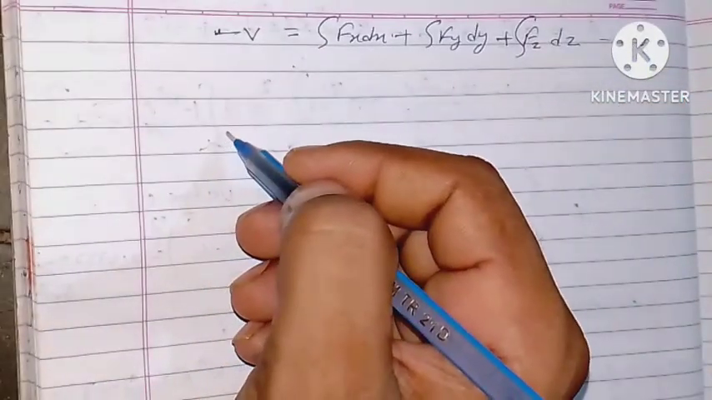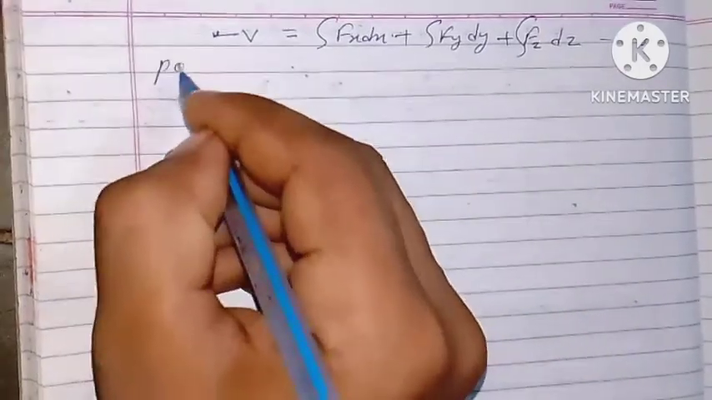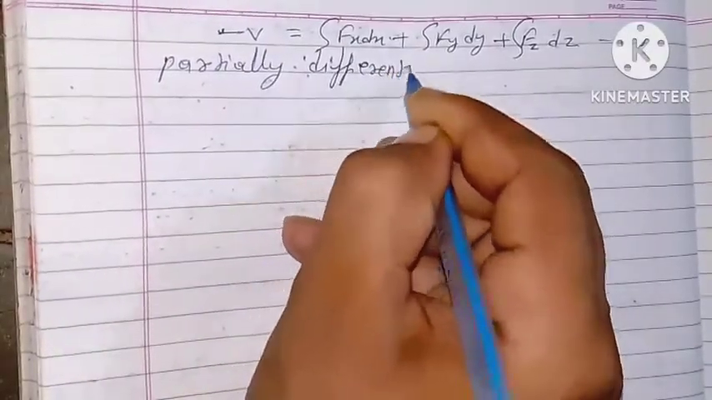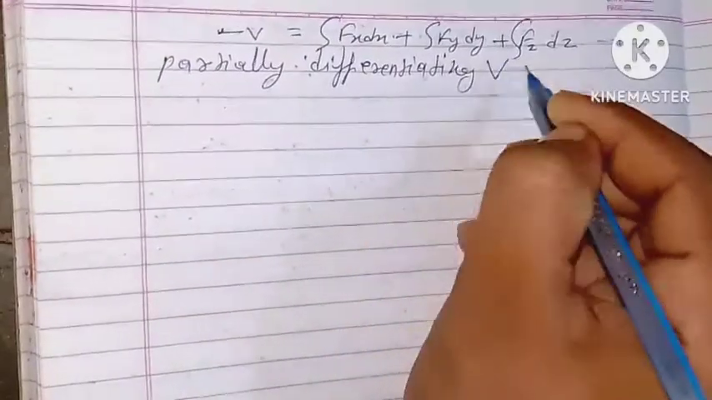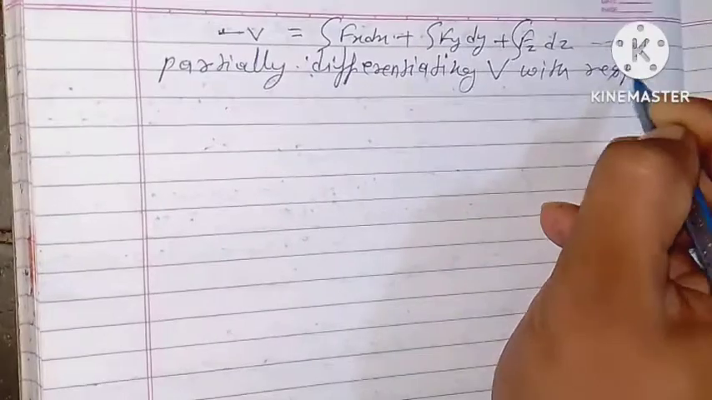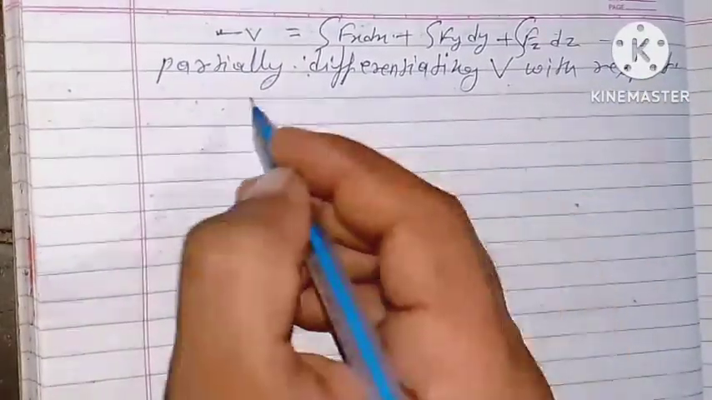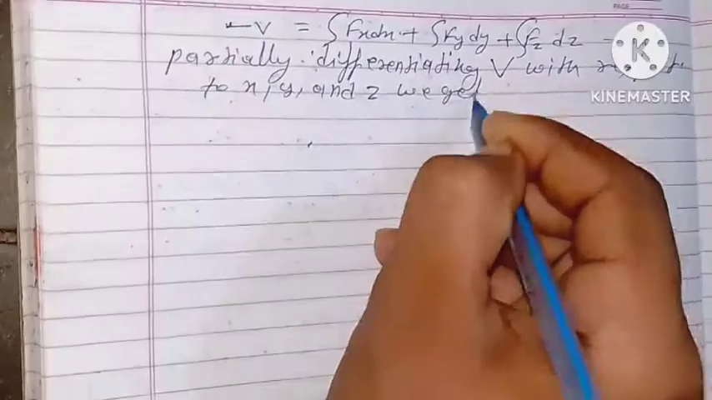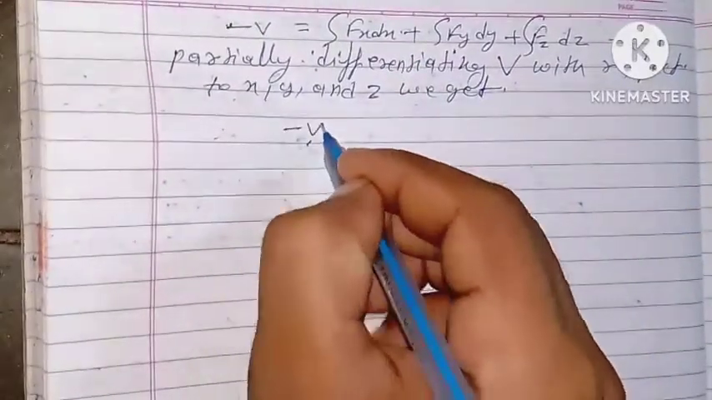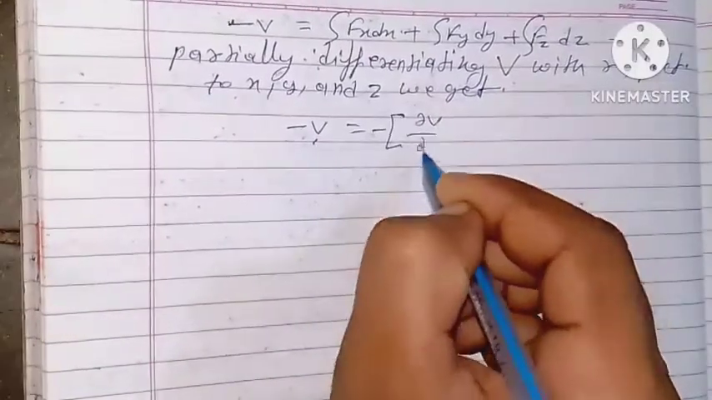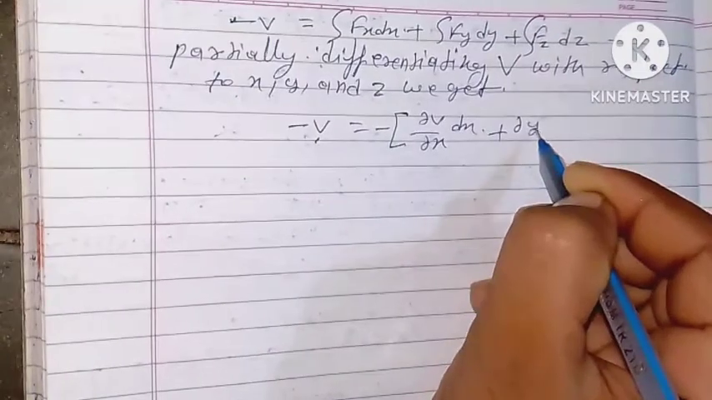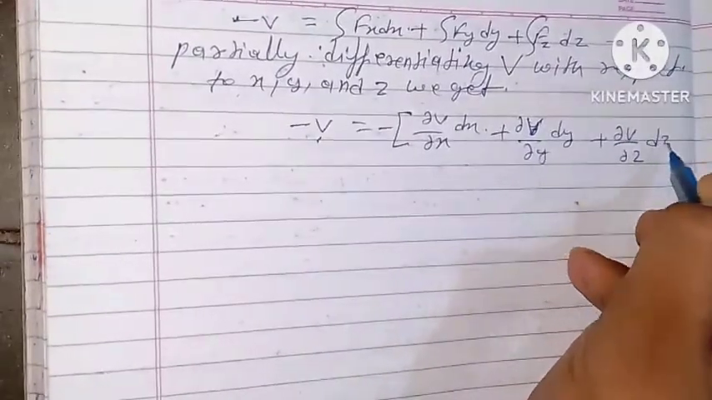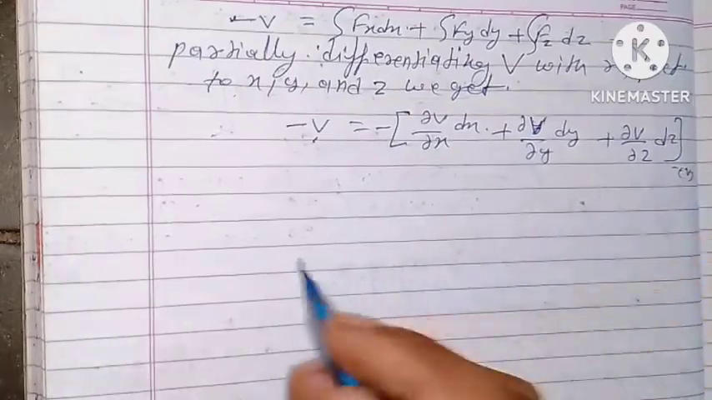Partially differentiating V with respect to x, y and z, we get minus dV equal to minus del V upon del x dx plus del V upon del y dy plus del V upon del z dz. This is equation number 5.